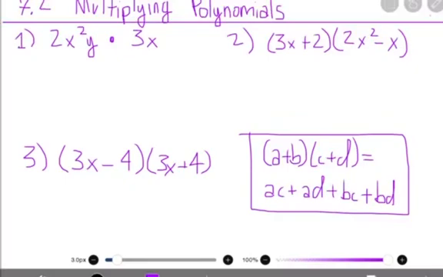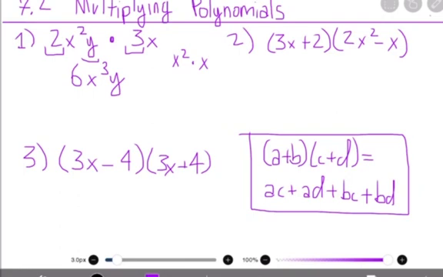So, looking at the first question, to multiply these two terms, what we can first do is look at the coefficients of both the terms and multiply those two together. So 2 times 3 is 6. And then we're going to multiply each corresponding variable with the variable in the other term. So we're going to multiply x squared times x, and that's just x cubed. And then since there's no y in the other term, we can just let the y sit here. So 2x squared y times 3x would be 6x cubed y.